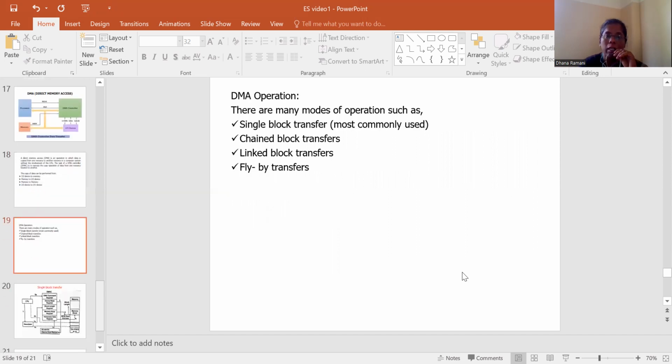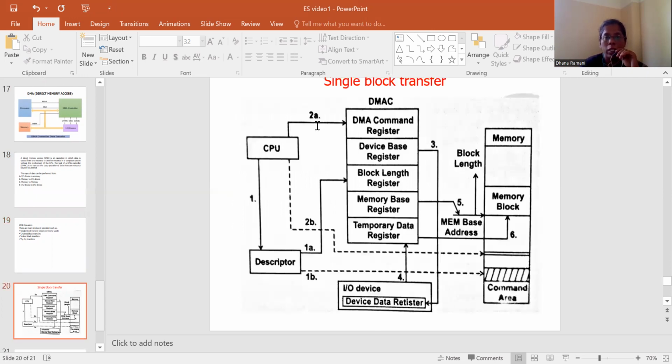Here we can see that we have many modes of operation in this DMA: single block transfer, chain block transfer, link block transfer, and flyby transfer. Let me take the first one, that is single block transfer. A single block of data is going to be transferred from the IO device to the memory. This is the logic here, a single block of data we are going to transfer into a memory.